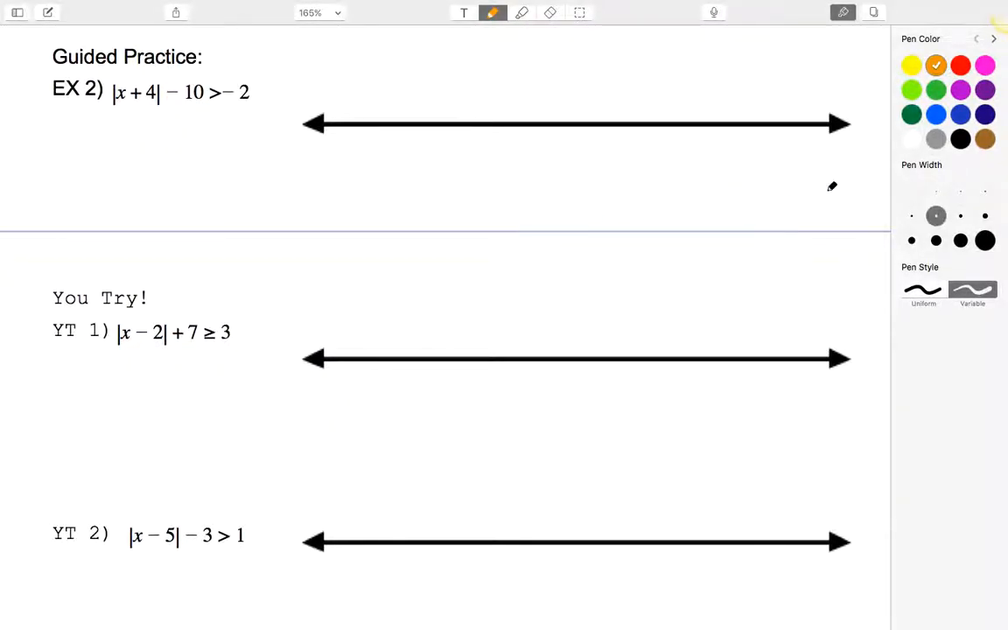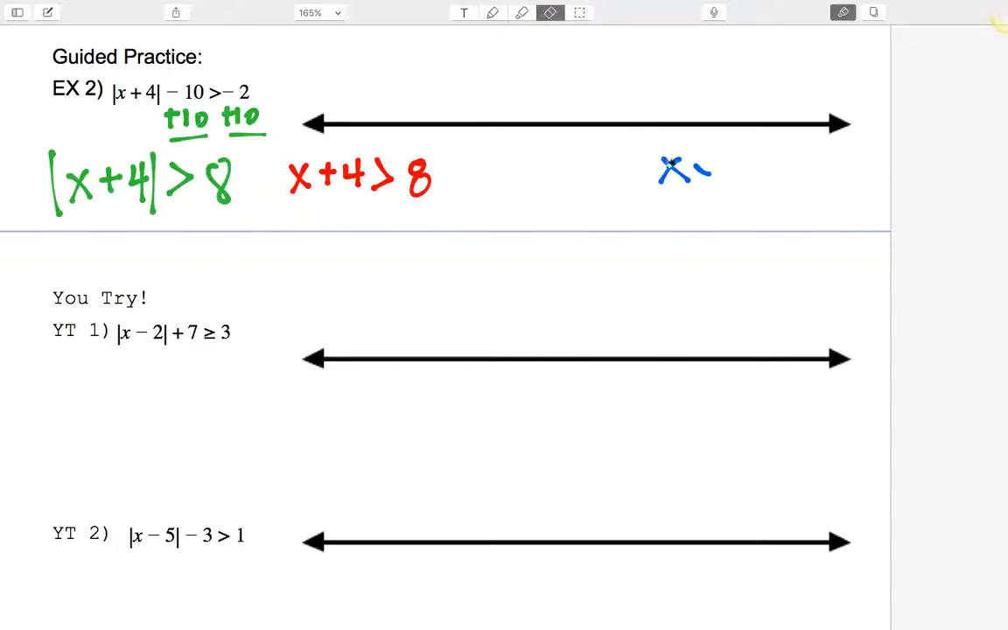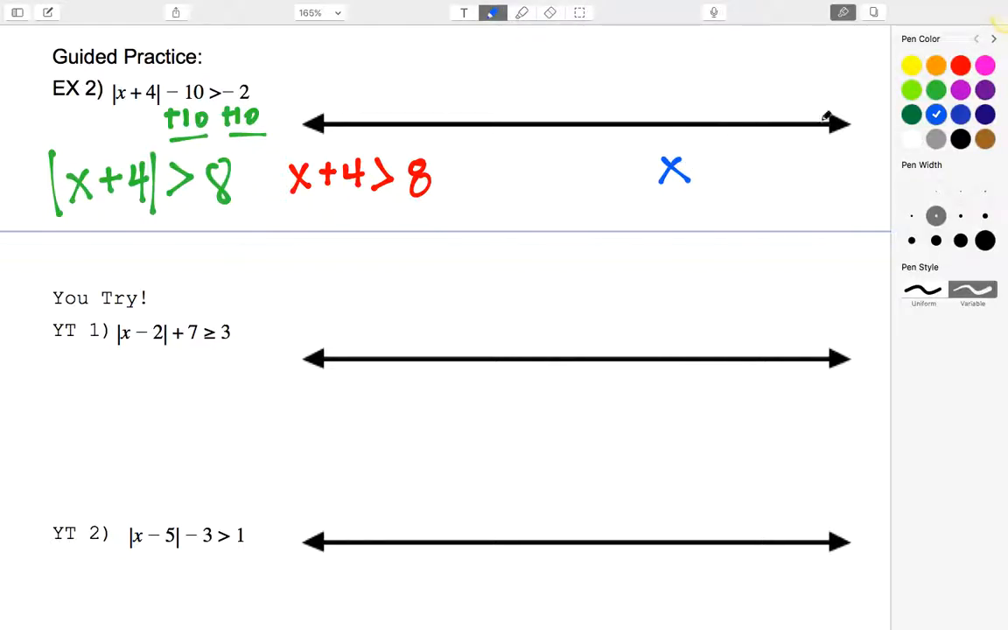I do need to get my absolute value bars all by themselves, so I'll go ahead and move my 10 across. And so I'm going to be left with the absolute value of x plus 4 is greater than 8. So I'm going to need to solve this twice. One of them is going to be x plus 4 is greater than 8, and my other one is going to be x plus 4 is less than -8. I flipped my inequality because I made my 8 negative.